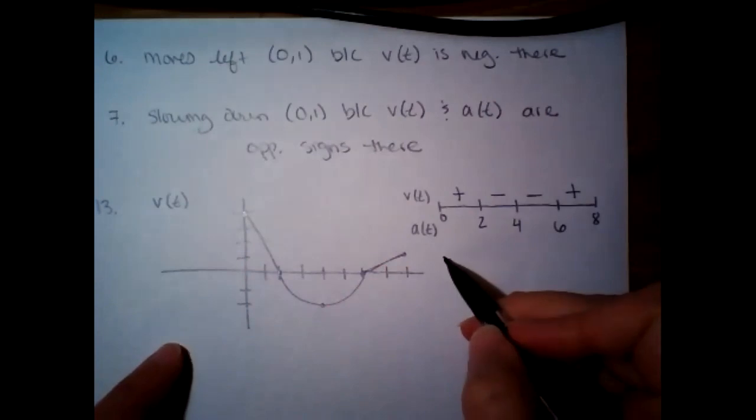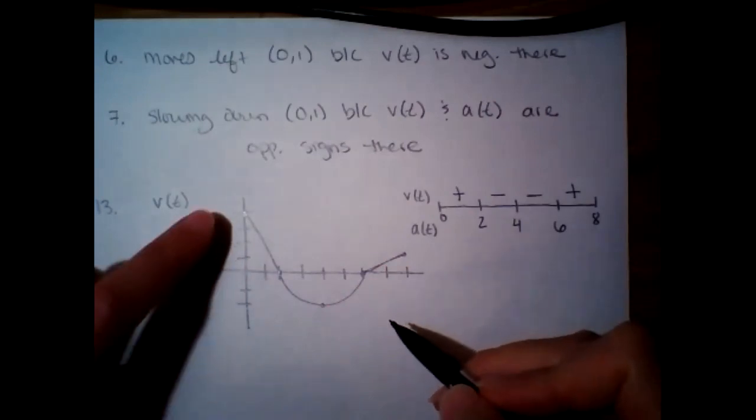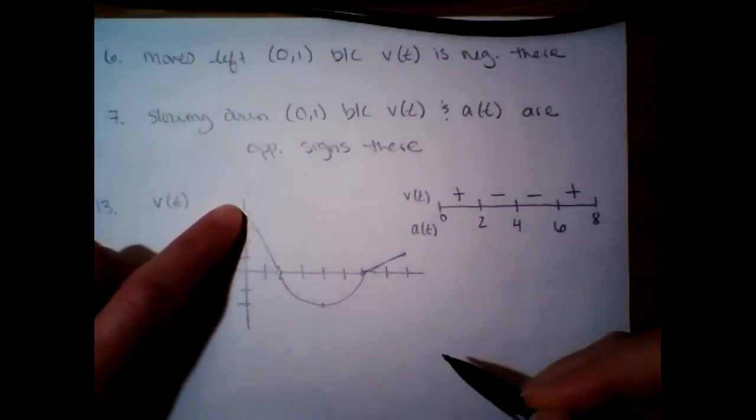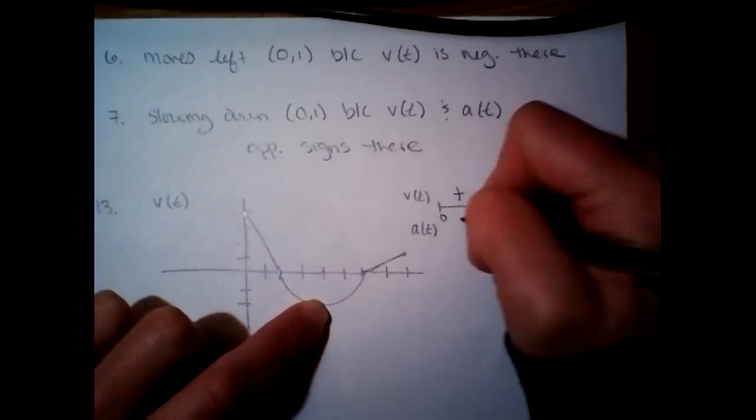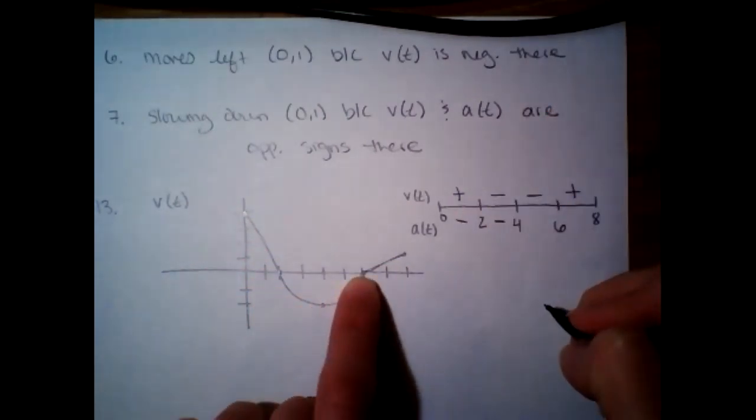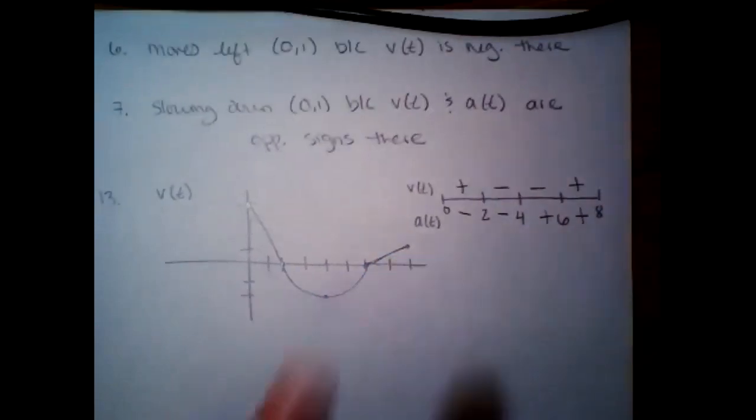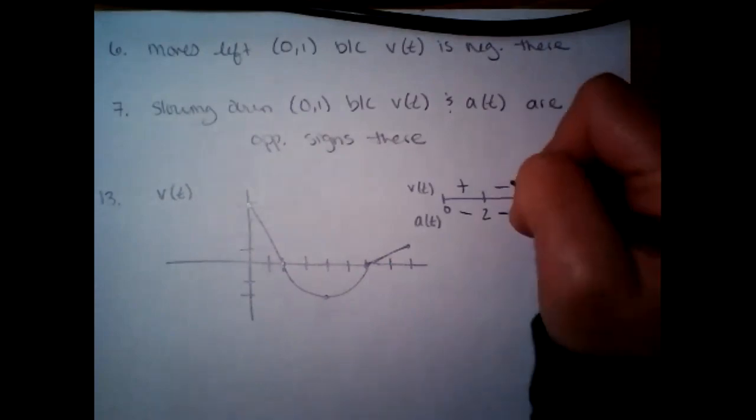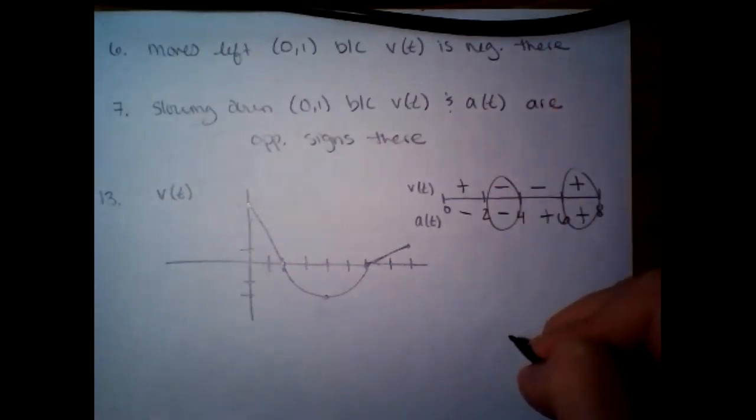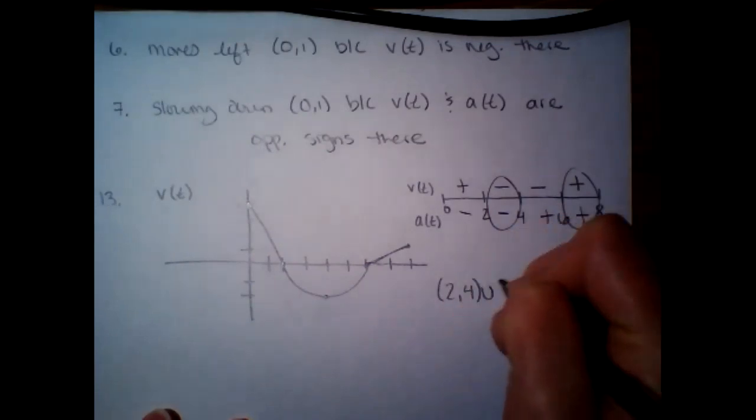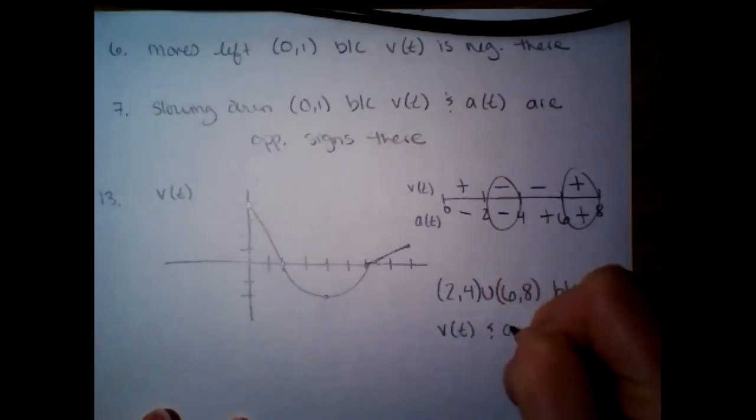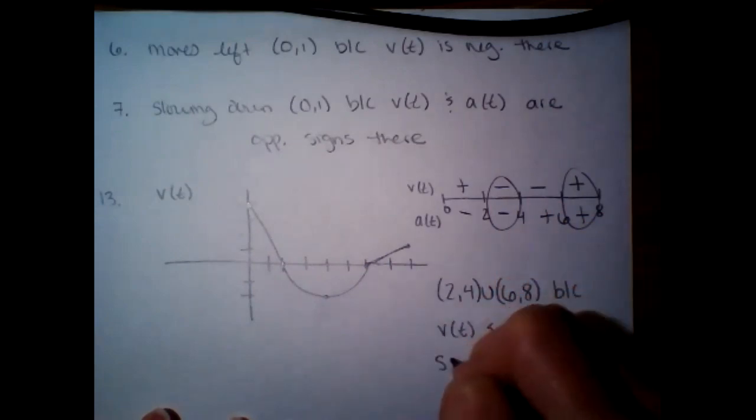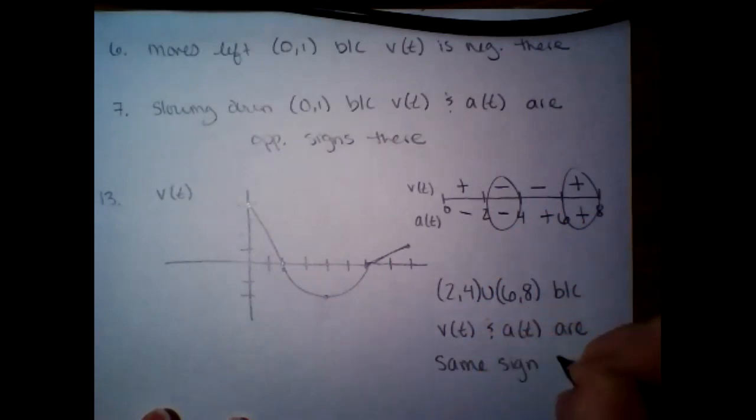And then acceleration is the slope of velocity. So now we're looking at increasing and decreasing. So acceleration is negative from 0 all the way until 4, and then positive from 4 to 8. And so this said, when are we speeding up? Speed increasing, that would be when these are the same sign. So we would say from 2 to 4, and from 6 to 8, because velocity and acceleration are the same sign there.